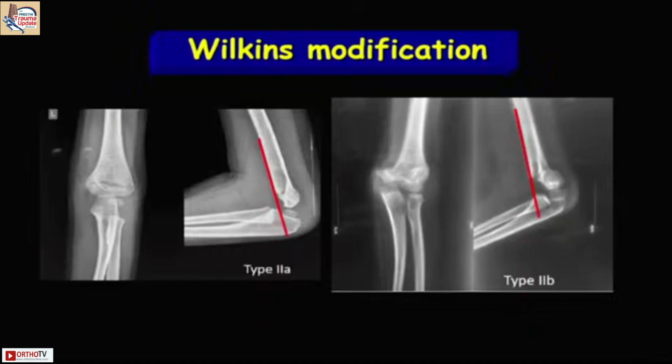This is the Rogers line. This is the most important radiological finding you have to see. Whenever you draw the anterior humeral line, usually it will cut the capitulum. In an extension type fracture, the capitulum will go posteriorly, it won't cut. Now, we will deal with the importance of this anterior humeral line later on.